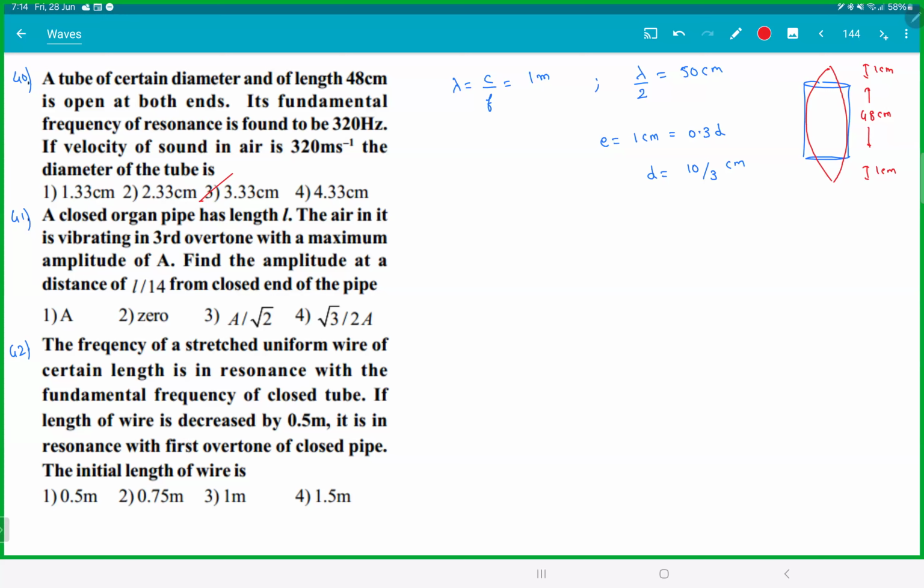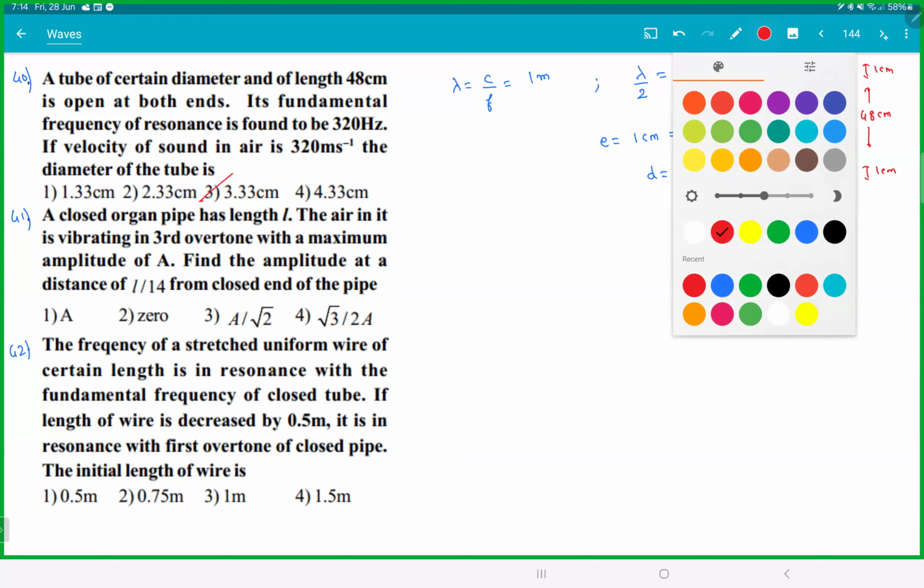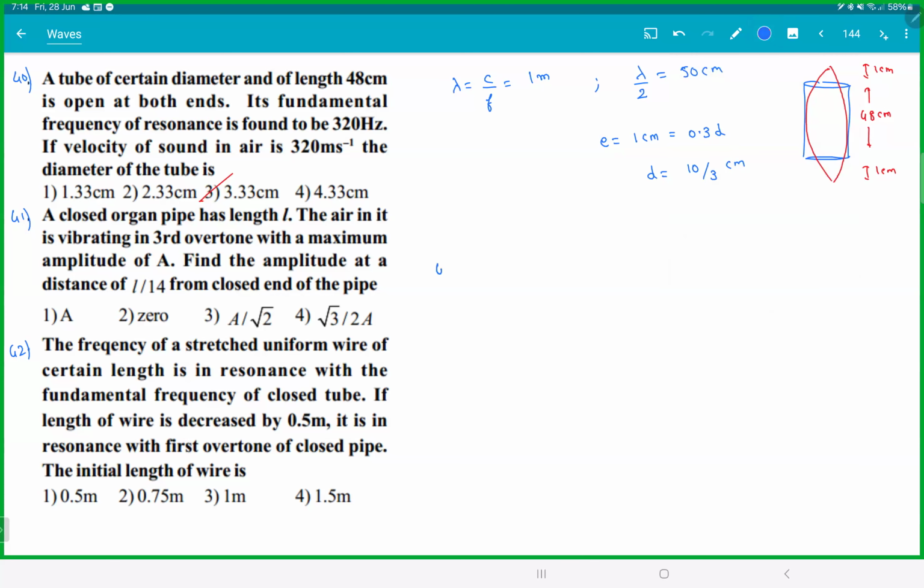What is the second one? A closed organ pipe of length L, the air in it vibrating in third overtone. That means the 7th harmonic. He's saying the amplitude at a distance L by 4. He's talking about distances. So this point is your displacement node. It's a pressure anti-node, but displacement node. This is displacement anti-node.